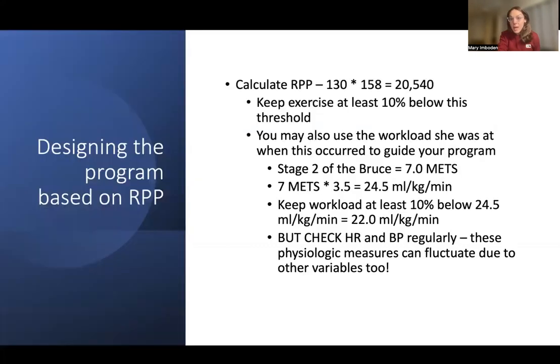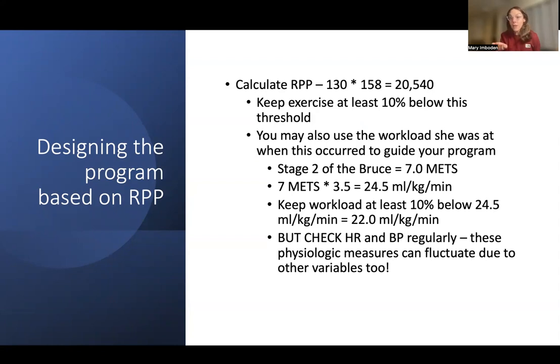Okay, so here's just some information that you can share and kind of walk through that case study with, right? So we want to keep exercise at least 10% below that rate pressure product of 20,540. And you also know the workload. So the workload around 7 METs for stage 2, around 24.5 mLs per kg per minute. And so if we actually do 10% of that, we're probably going to keep her around 22 mLs per kg per minute. So they're not experiencing those symptoms.